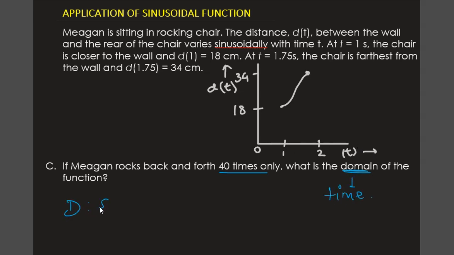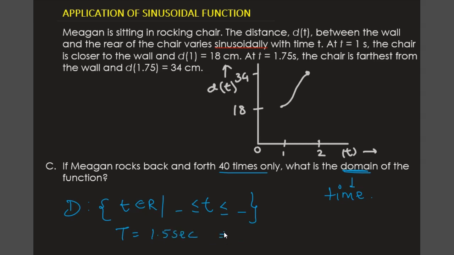So my domain will be written as time belongs to any real number where time has a min value and time has a max value. Now we are looking for what is the min value and what is the max value. Now remember, when she rocks one time, her time period was 1.5 seconds.